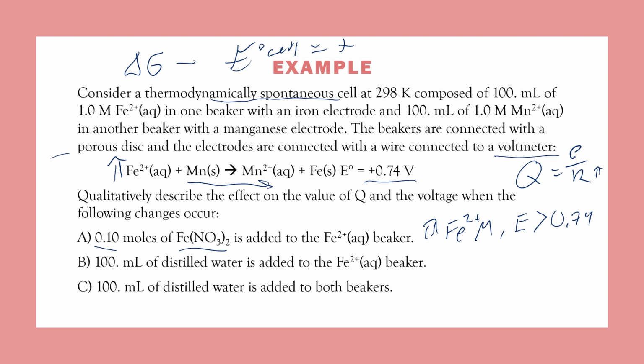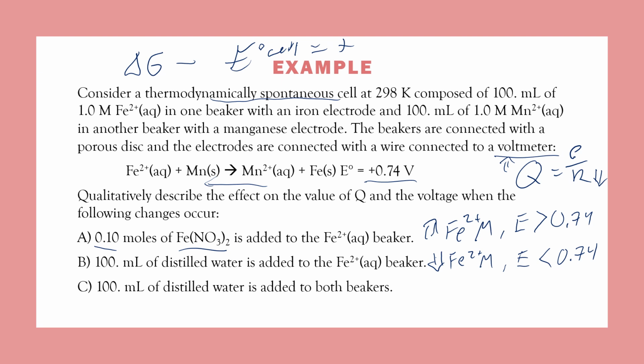Okay, let's look at B. If 100 milliliters of distilled water is added just to the iron beaker, then by adding water, I am decreasing the molarity of the Fe2+ ions. Again, if we're looking at products over reactants, I am decreasing the amount of reactants, which will increase the size of Q overall. That means Q is too big. In order to reach equilibrium, it needs to go in the reverse direction. That means that our non-standard cell potential will be less than 0.74.